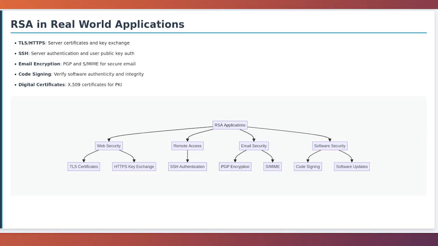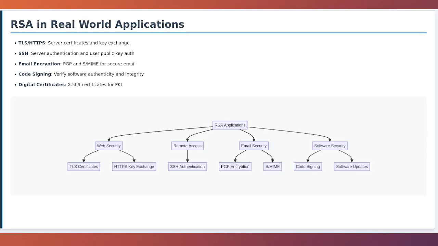Email encryption with PGP and S/MIME often uses RSA. A message is encrypted with a symmetric key, then that key is encrypted with the recipient's RSA public key using RSAES-PKCS 1 version 1.5 or RSAES-OAEP. Digital signatures on emails use RSA to prove authenticity and integrity. This allows you to send encrypted email that only the intended recipient can read and to verify that emails genuinely came from the claimed sender.